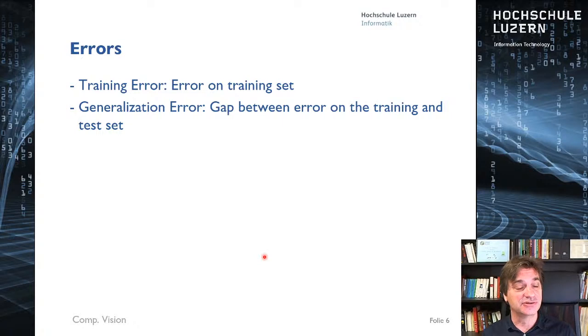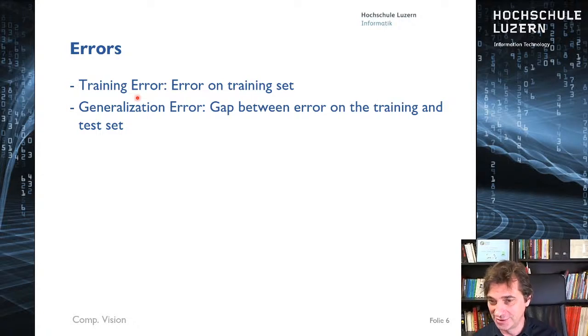Okay, so in order to find out if your network has the correct capacity, you need to look at some validation data or test data. So you can have two types of errors then. You can have an error on your training set, and you can have what is called a generalization error, which is the gap between the error on the training and the test set. If you have a large error on the training set, what does that mean? It means your network cannot approximate the training data, so it probably has too low a capacity, so it cannot go through all the points.